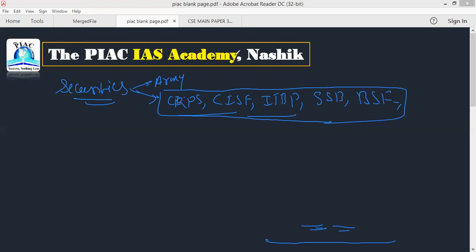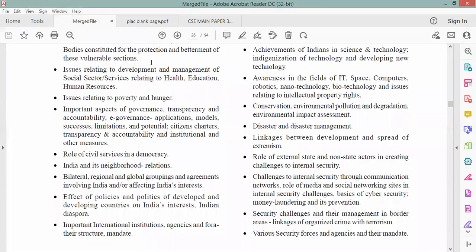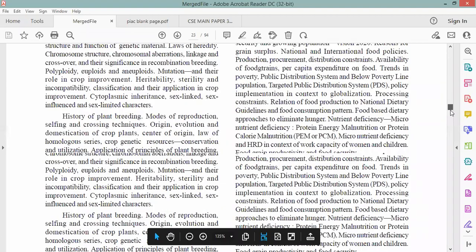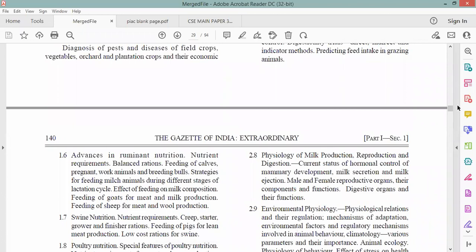Okay, so this is the overall syllabus of your science and technology. Okay, means science and technology means it is paper 3, I will call it, not only science and technology, but these are the things you will see. Okay, so do you have any problem, any doubts now? Okay.